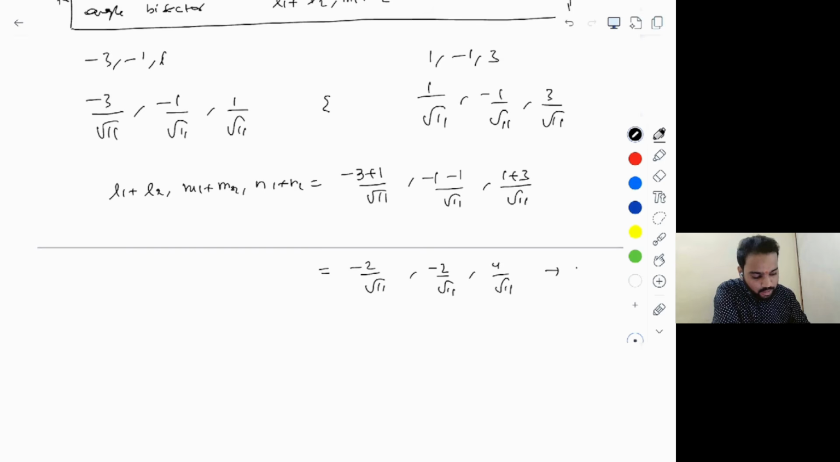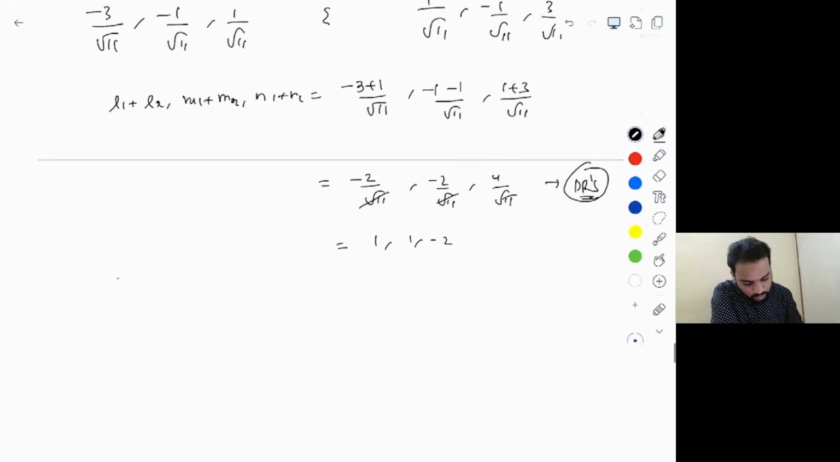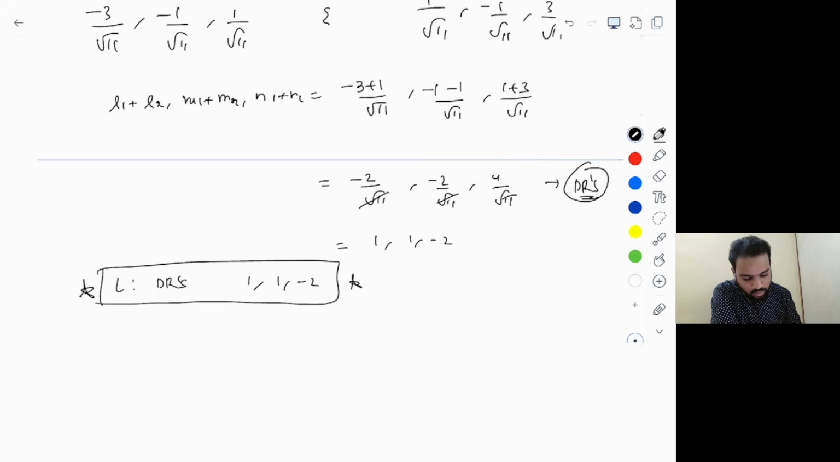And since these are the DRs, keep in mind, these are not the DCs of the angle bisector, these are the DRs of the angle bisector. And since they are the DRs, you can cancel out the common factor. I'll cancel out the common factor -2 also here and make sure they are in the proper ratio, that is 1, 1, -2. And finally, the line L has the DRs 1, 1, -2. Okay, so these are your DRs of the line L. I hope this is clear.